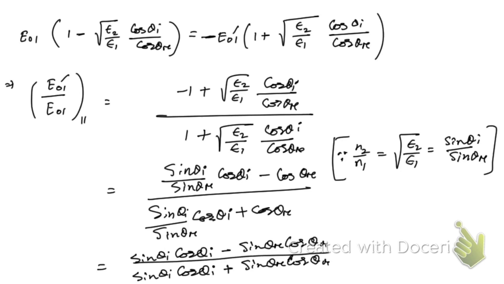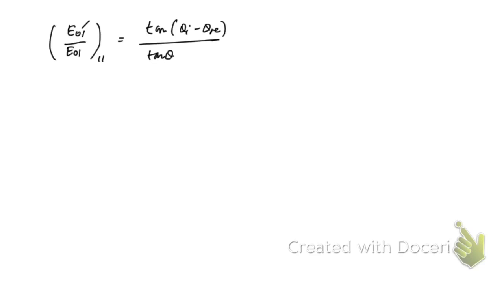So here you can see this is cos theta, and this is equal to tan(theta I minus theta r) divided by tan(theta I plus theta r). This is a trigonometric identity, right? So hope you know this. So now what we have got is E01 dash by E01, so the parallel component is equal to tan(theta I minus theta r) by tan(theta I plus theta r).